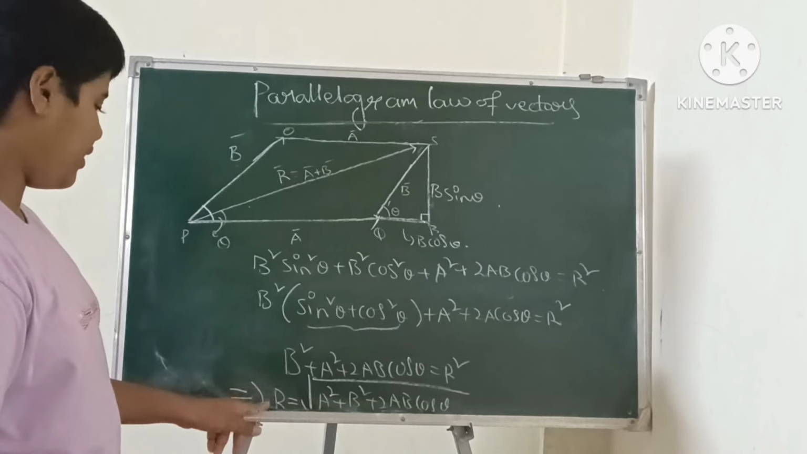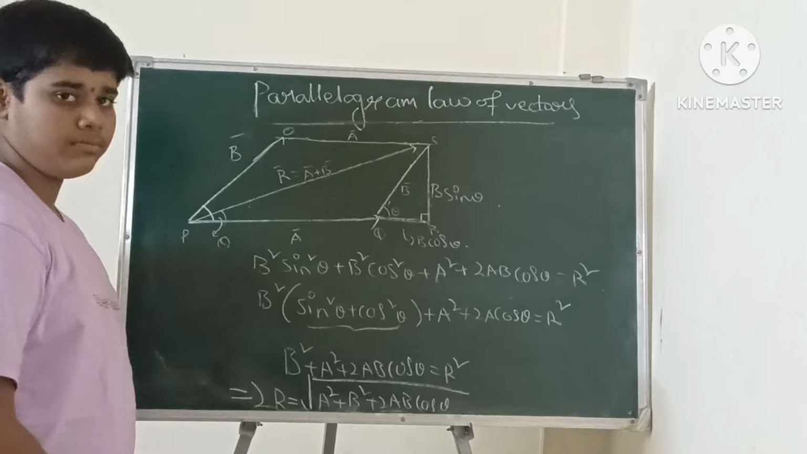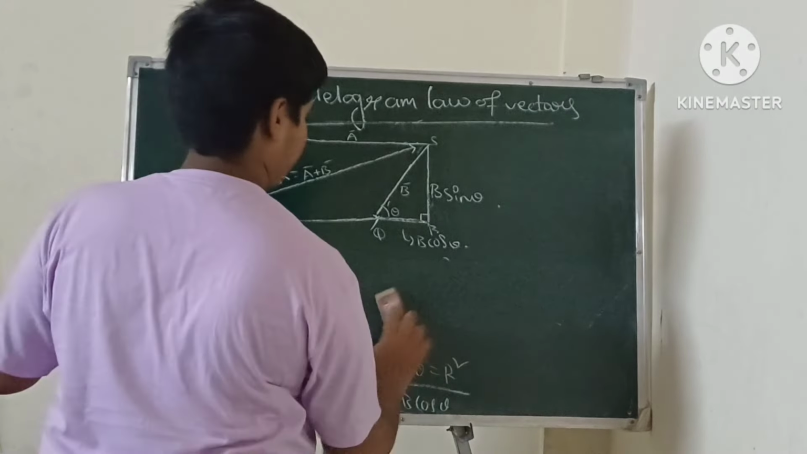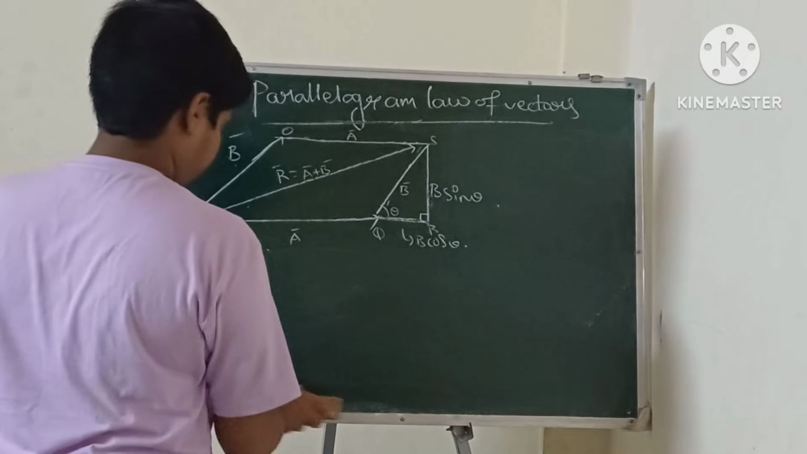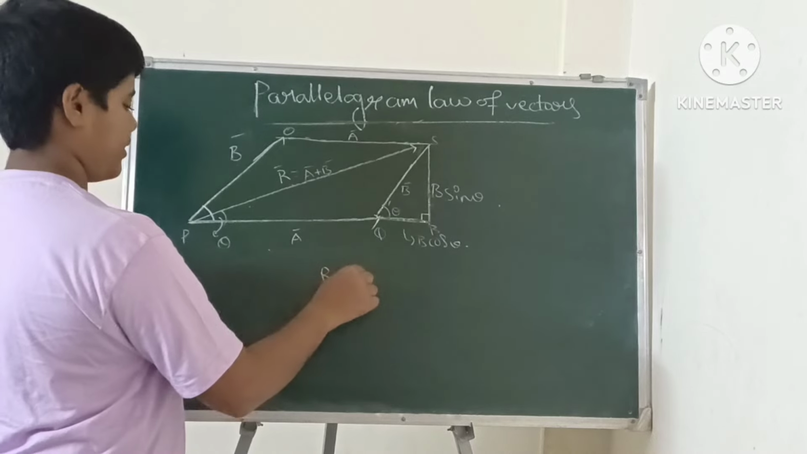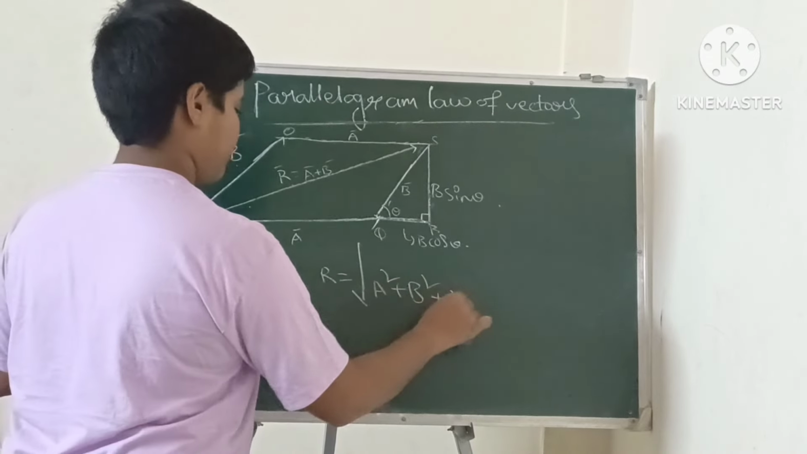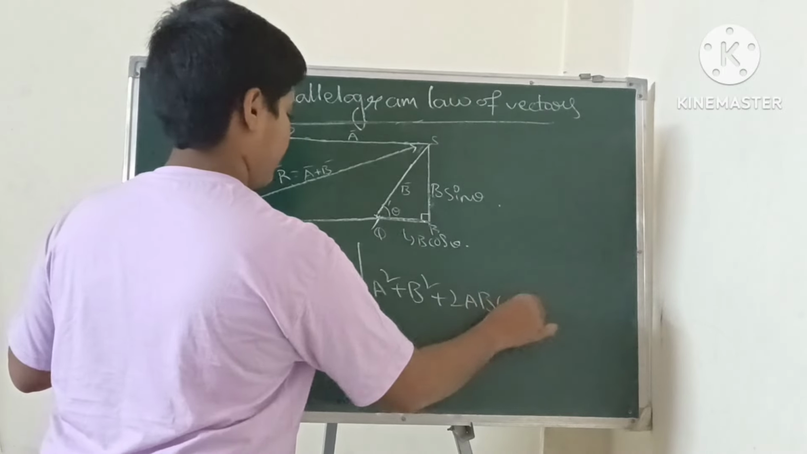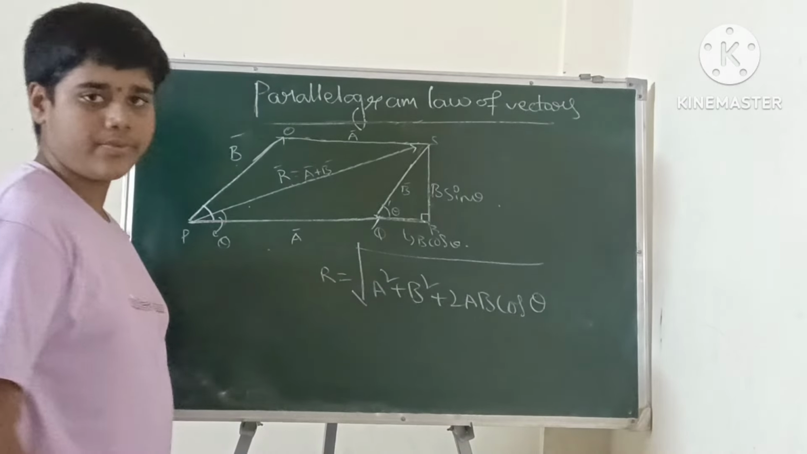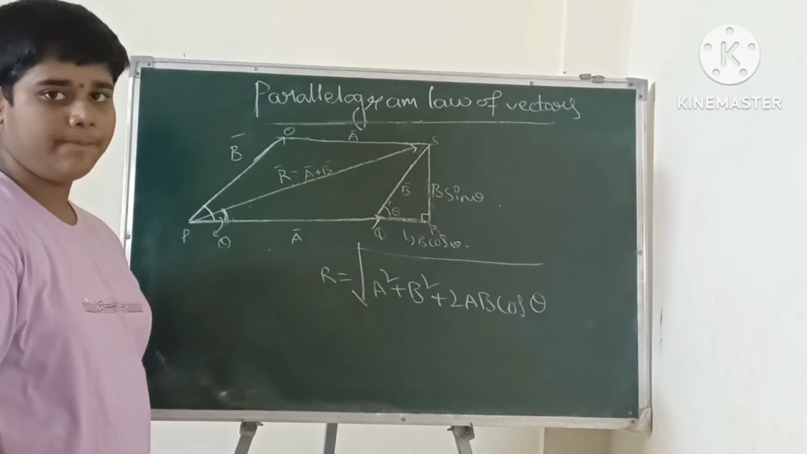So this is the resultant formula. Okay. So here from this triangle we got that the resultant is equal to root over A square plus B square plus 2AB cos theta. Okay, theta means angle. This is the angle.